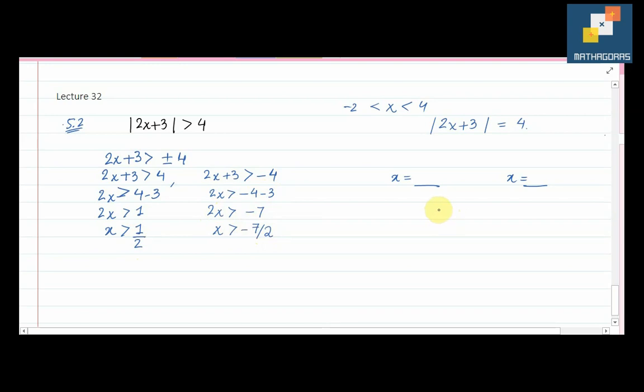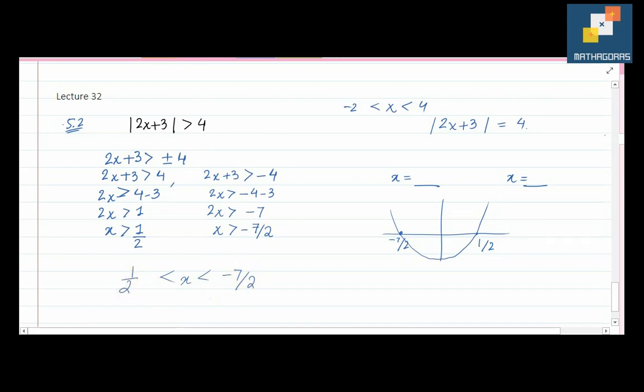So if I plot a graph, it will be from minus 7 upon 2, let's suppose this value, and 1 upon 2, let's suppose this value. I have told you how we pick the interval, so can you try it by yourself here, how you pick the intervals? If I draw a graph like this, so my sign of inequality, it will be x should be lesser than minus 7 upon 2 and it should be greater than 1 upon 2.